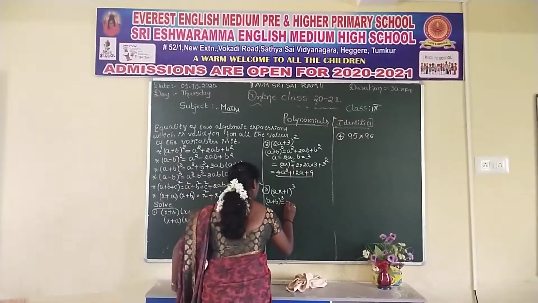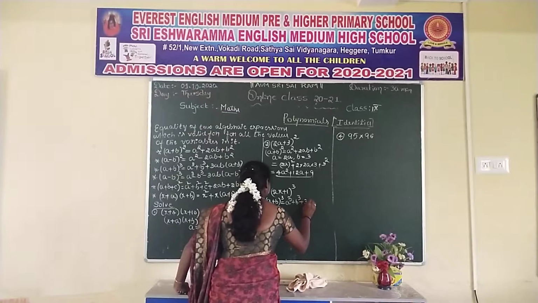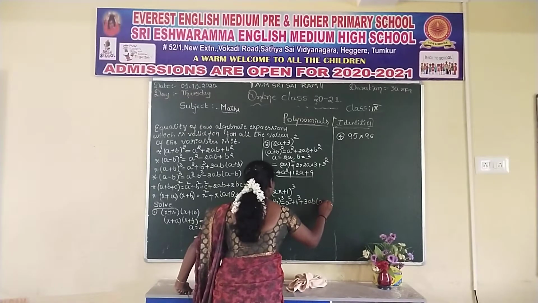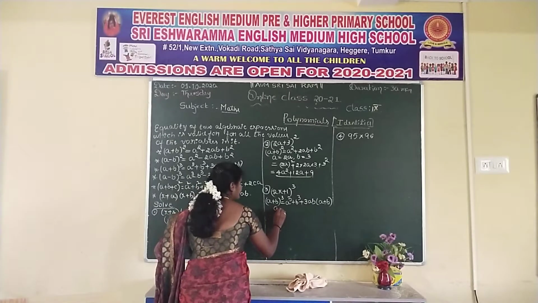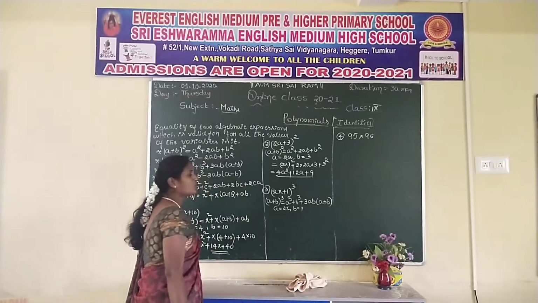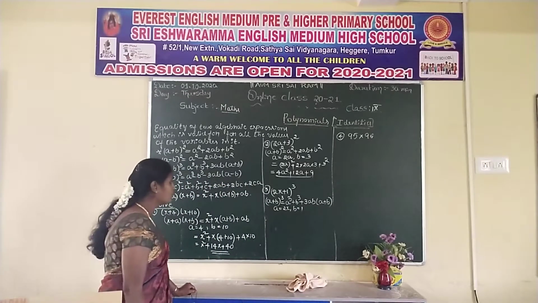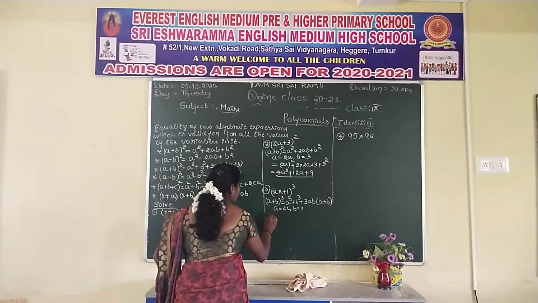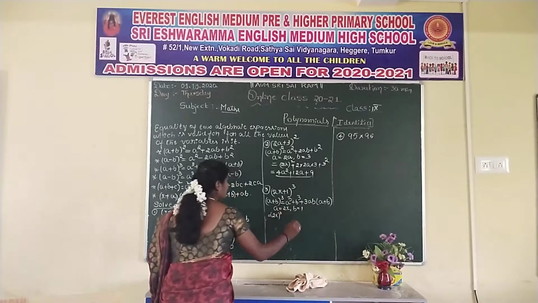a cube plus b cube plus 3ab into a plus b. Now identify their values. a is equal to 2x and b is equal to 1. So substitute now. a is (2x) whole cube.